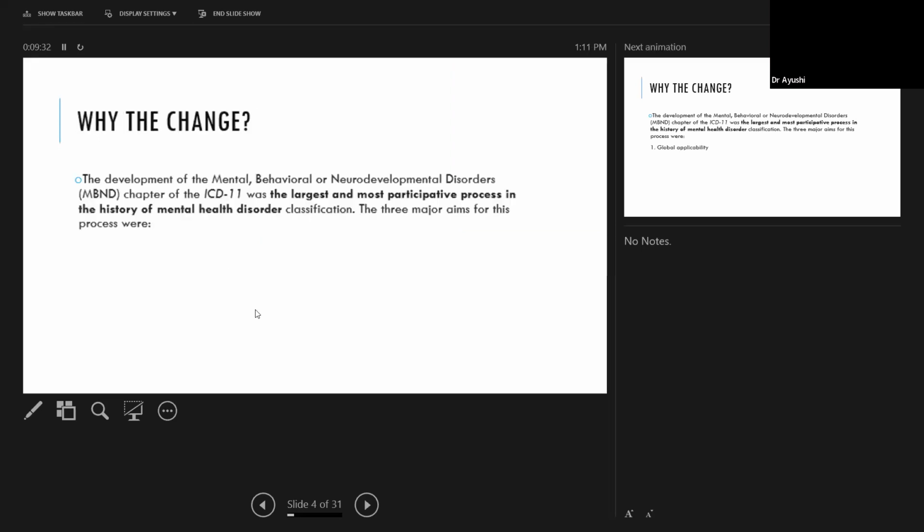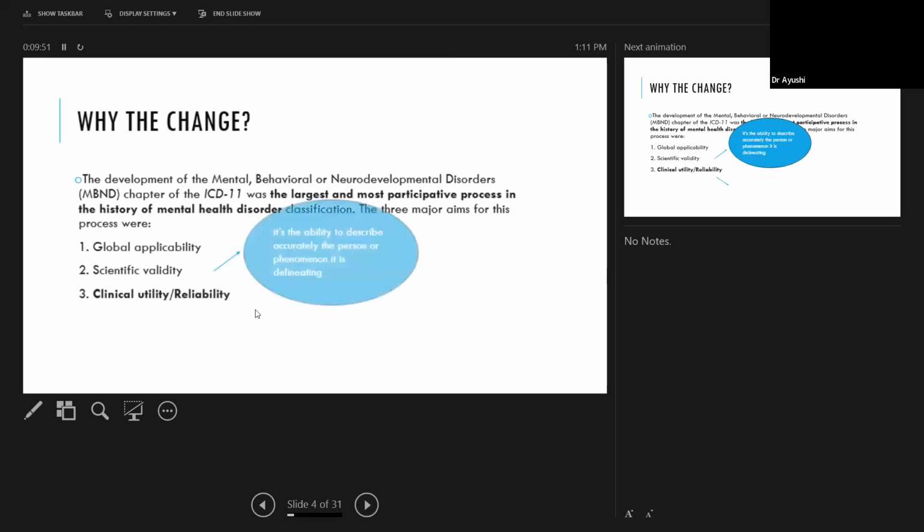So why the change? The development of the mental, behavioral, or neurodevelopmental disorders chapter of the ICD-11 was the largest and the most participative process in the history of mental health disorder classification. The three major aims for this process were global applicability, scientific validity, and clinical utility, or reliability.